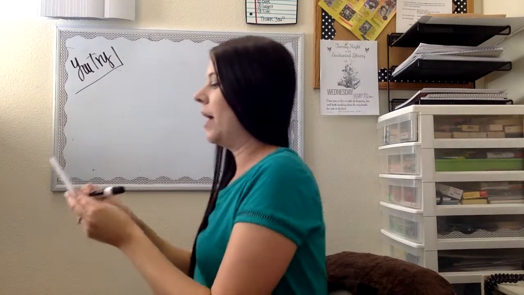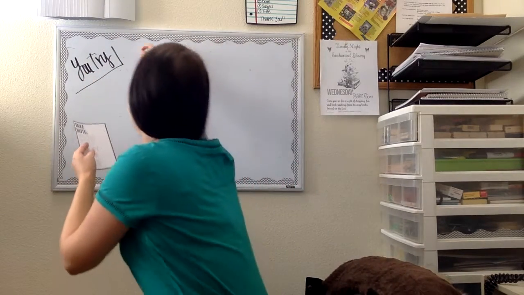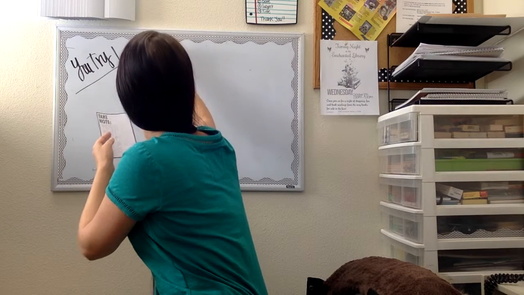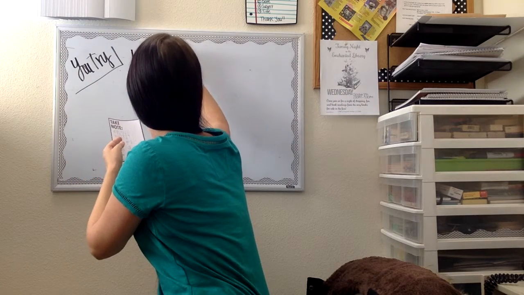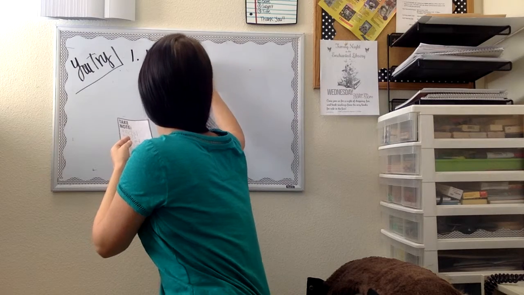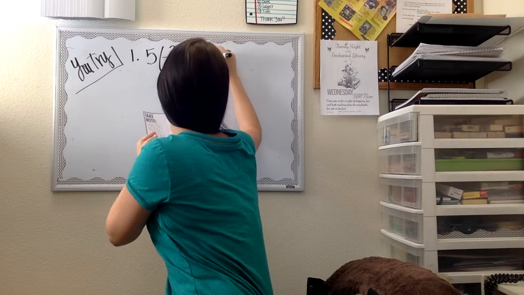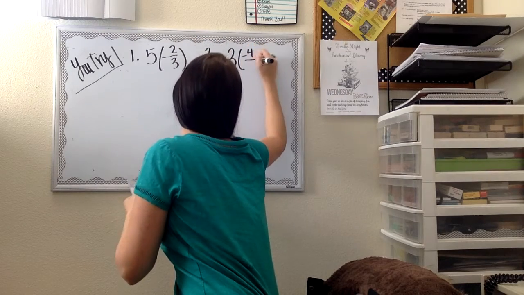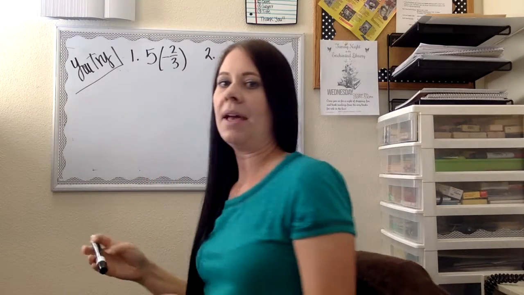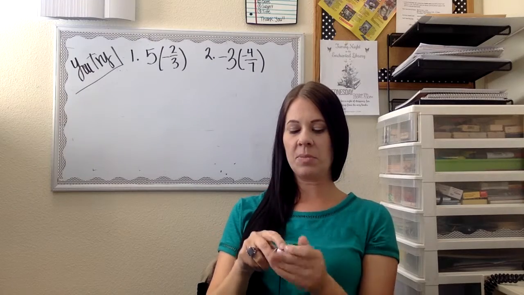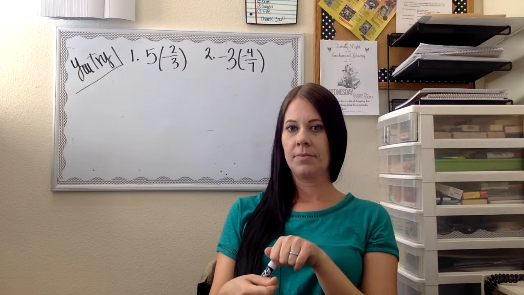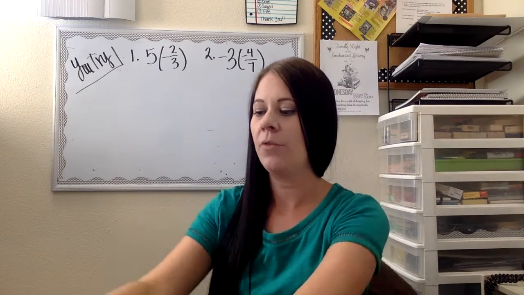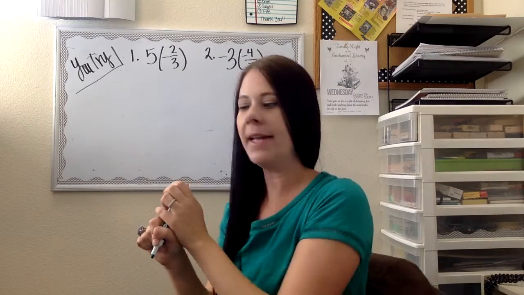All right, so I want you to try, let's call this number 1, 5 times negative 2 over 3, and I want you to try negative 3 times negative 4 over 7. Okay, so pause the video, try both of those problems. Okay, hopefully you have tried them. Let's see how you did.